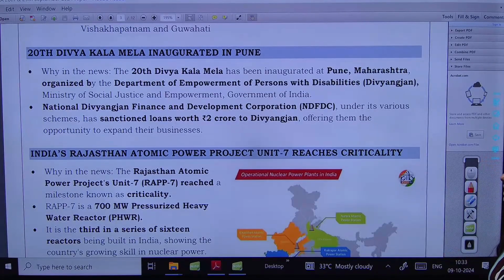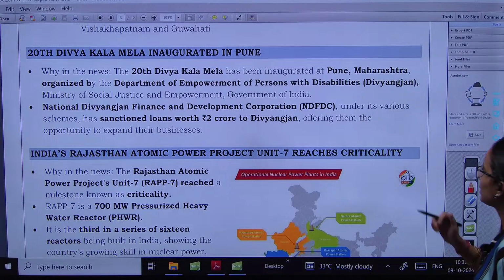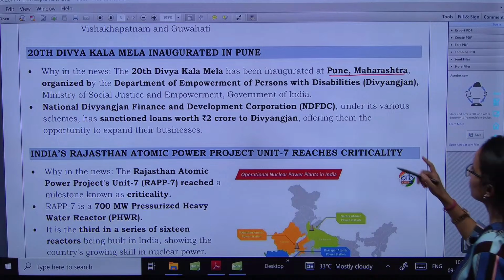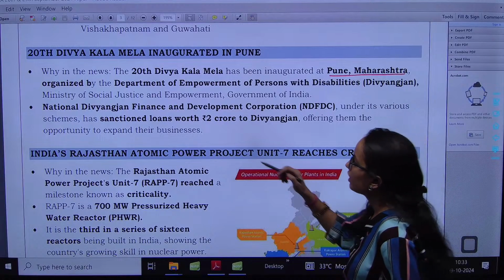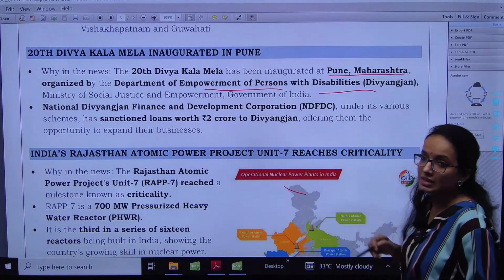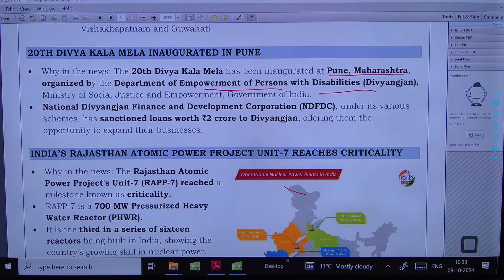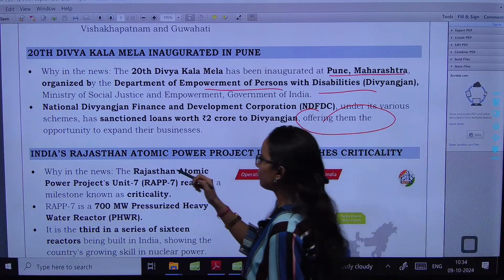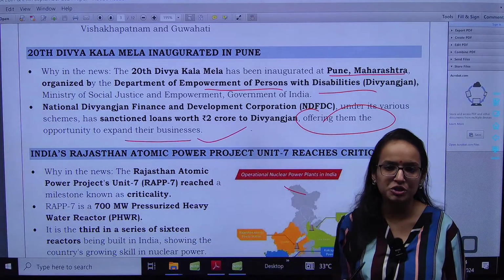Next news in the national news category, the 20th Divya Kala Mela has been inaugurated at Pune. So remember the location and the edition. 20th Divya Kala Mela, location Pune, Maharashtra, has been organized by the Department of Empowerment of Persons with Disabilities. Now, since it is being organized by the Department of Empowerment of Divyangjan, you know what the aim will be, right? Under the Ministry of Social Justice and Empowerment, it is basically to provide them financial support, offering them opportunity to expand their businesses via these kinds of initiatives.